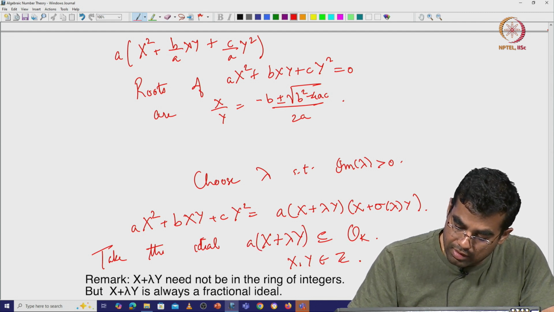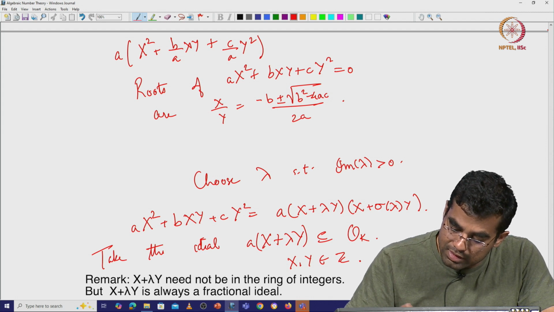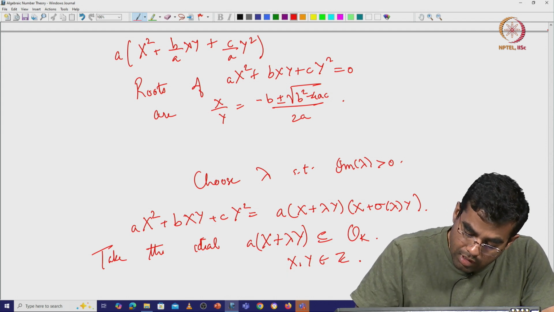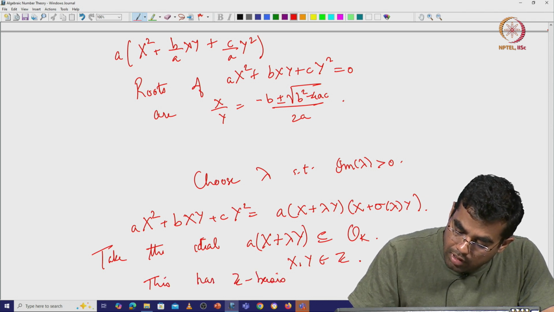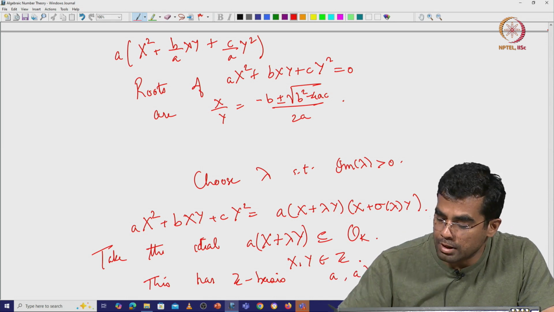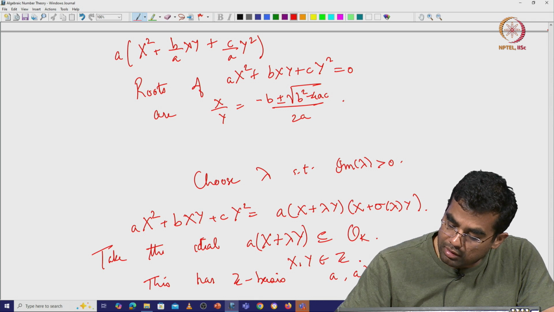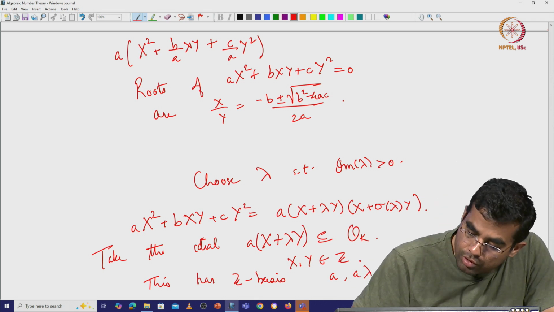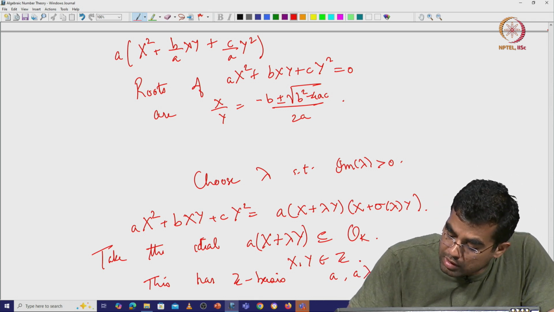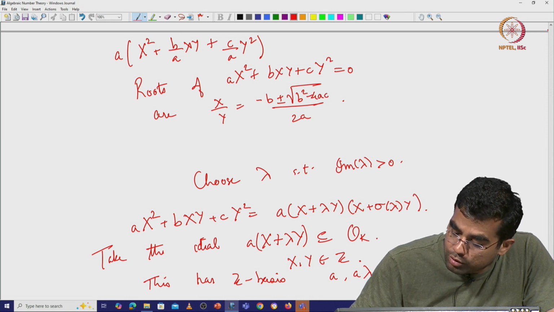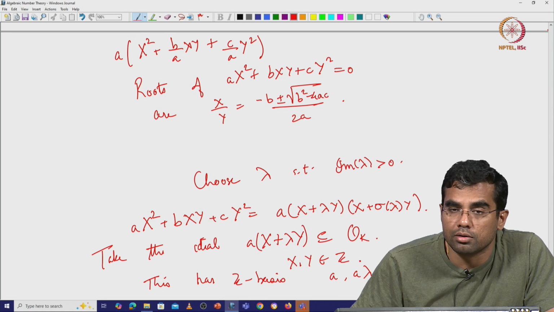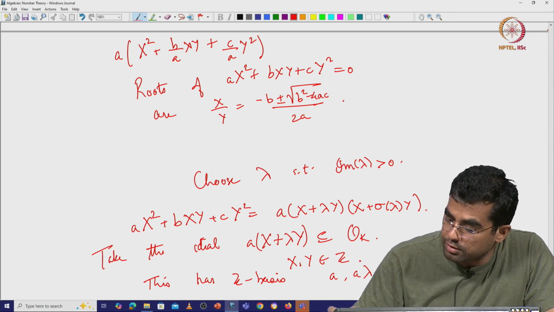Yeah, take this ideal inside. So this has Z-basis given by a and a times lambda. And you see now that this agrees with our choice of basis as before, because alpha 1 is a and alpha 2 is a times lambda. So alpha 2 by alpha 1 is lambda, whose imaginary part is bigger than 1.